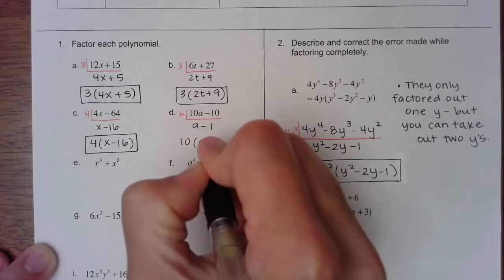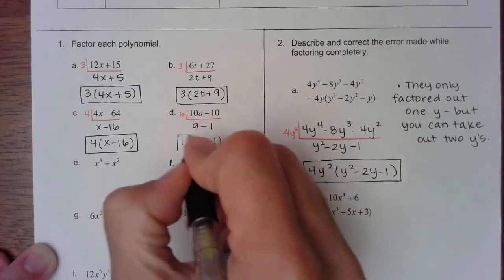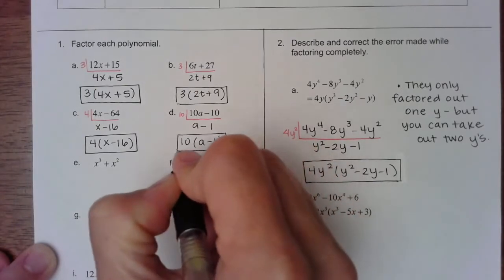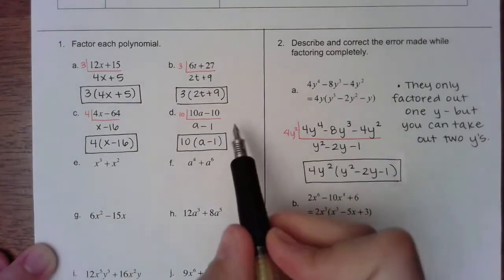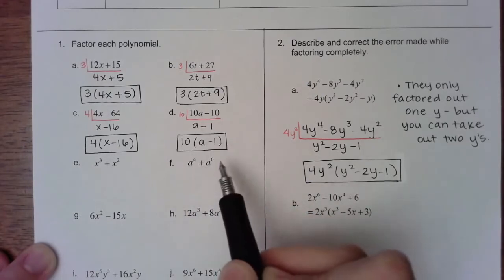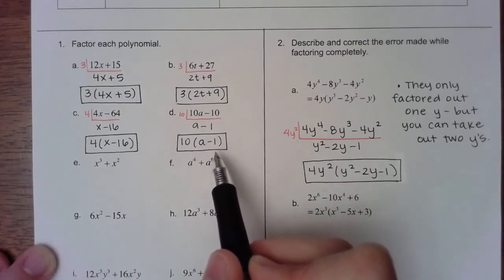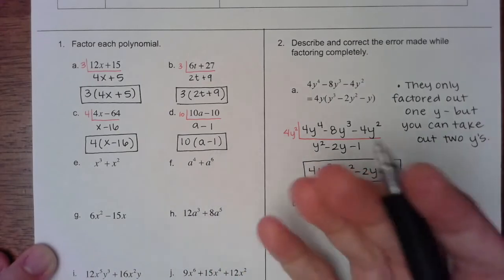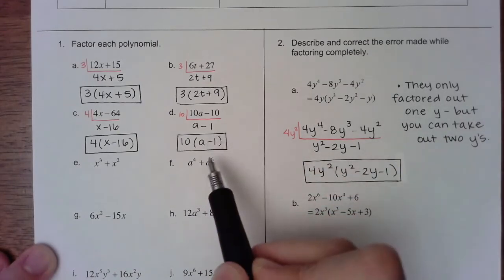So your final answer for this one is going to look like this. 10 in front, and then a minus 1 inside the parentheses. The rule is that if you start with 2 things, you're going to have 2 things left in your parentheses. If you start with 3 things, you'll have 3 things in your parentheses. The things are the number of terms. So it's kind of a good way to check your answer.